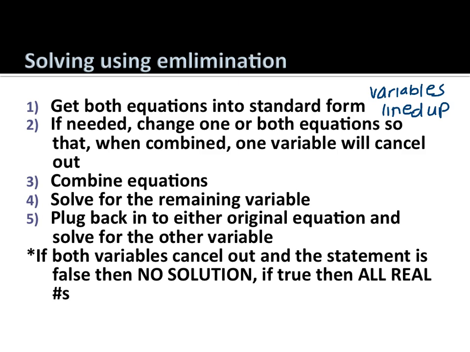Once you've done that, you're going to combine your equations. If you've done it correctly, one of your variables is going to cancel out. You're going to solve for the remaining variable and then plug it back into either the original equations or one of the ones we've altered, and then solve for the last variable. Just like with substitution, there's two special cases. If the variables cancel out and the statement is false, then it's no solution. If the variables cancel out and the statement is true, then it is all real numbers.